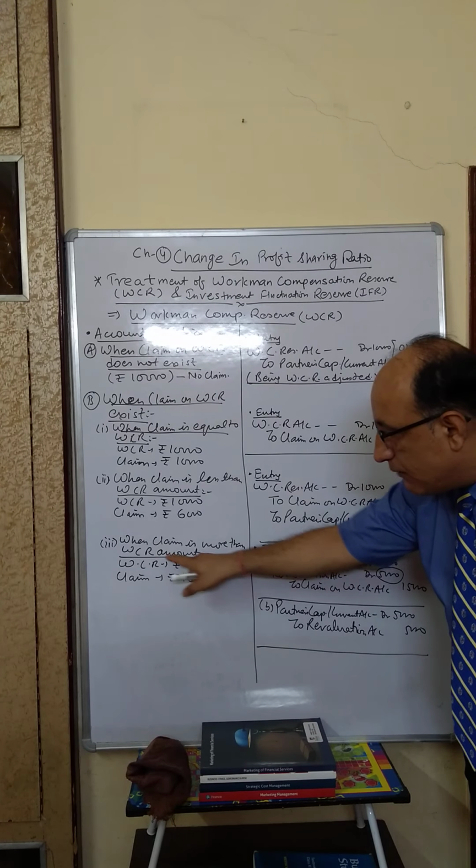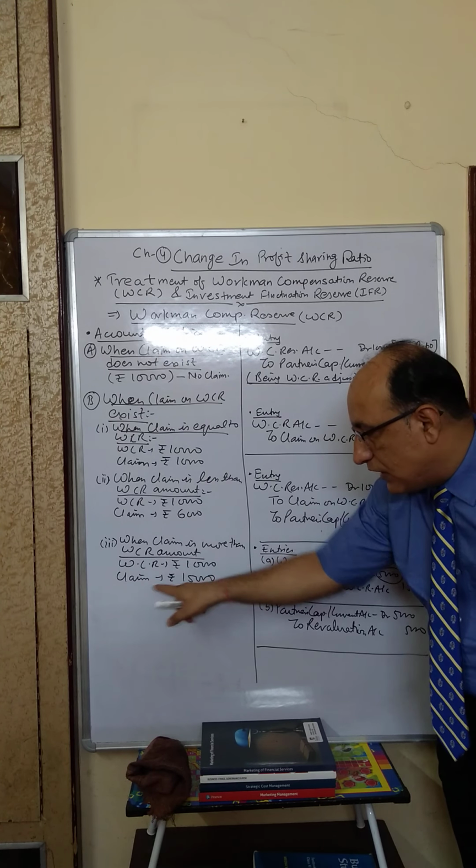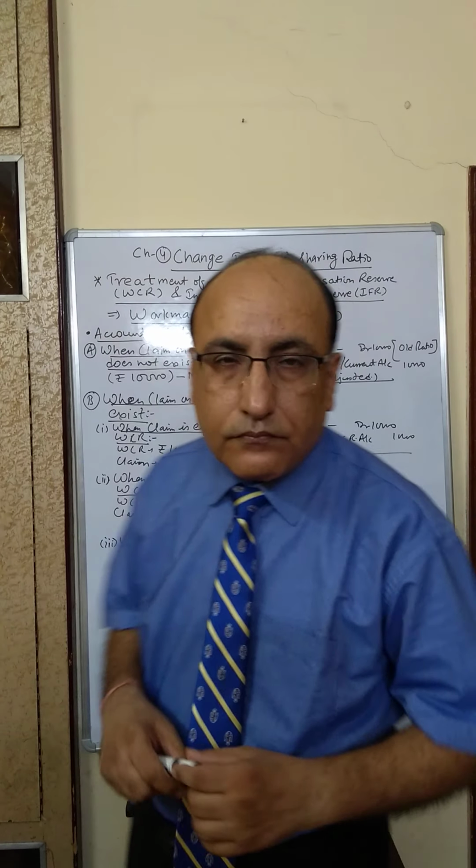When claim is more than the WCR amount, say WCR is 10,000 and claim is 15,000, the liability is increased by 5,000. How will it be dealt with? Through the revaluation account. So the entry will be WCR account debit 10,000, revaluation account debit 5,000, claim 15,000, and this loss will be distributed between the partners.